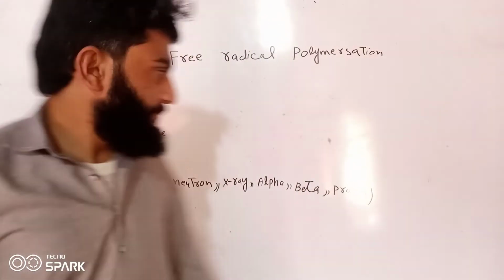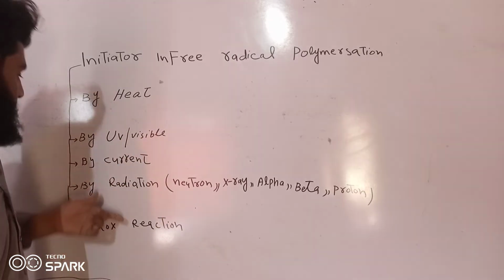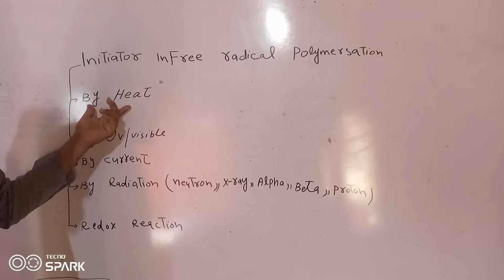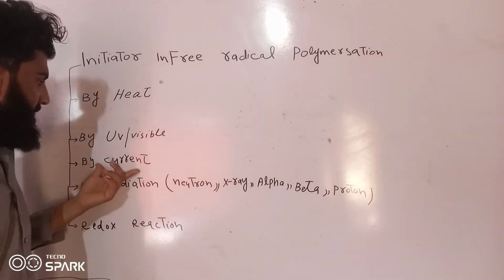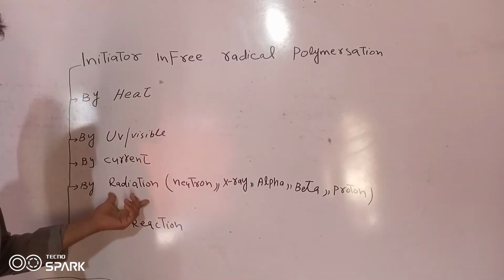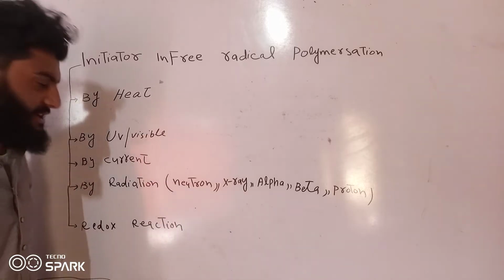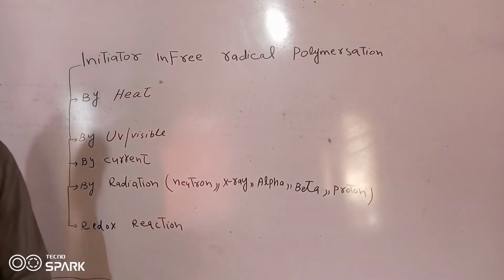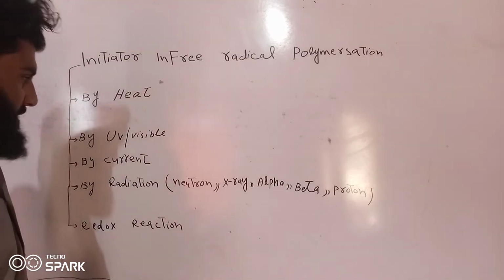So first of all, note these ways, approximately five ways. We can produce radical by heat, ultraviolet and visible radiations, by highly energetic radiations, and by redox reactions. So note down, and then we will discuss each stepwise.